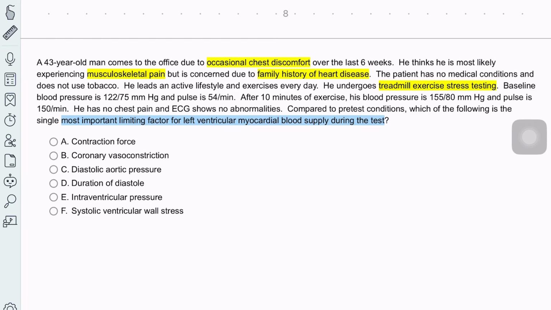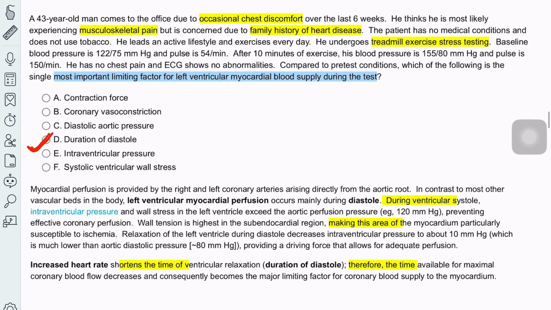Compared to pre-test condition, which of the following is the single most important limiting factor for the left ventricular myocardial blood supply during the test? The options are contraction force, coronary vasoconstriction, diastolic aortic pressure, duration of diastole, interventricular pressure, systolic ventricular wall stress. So the answer is duration of diastole.